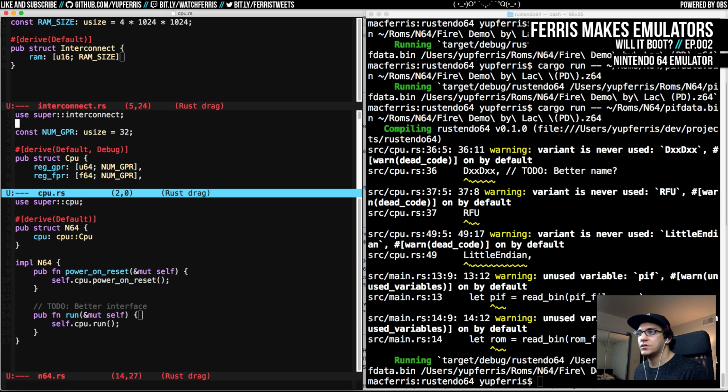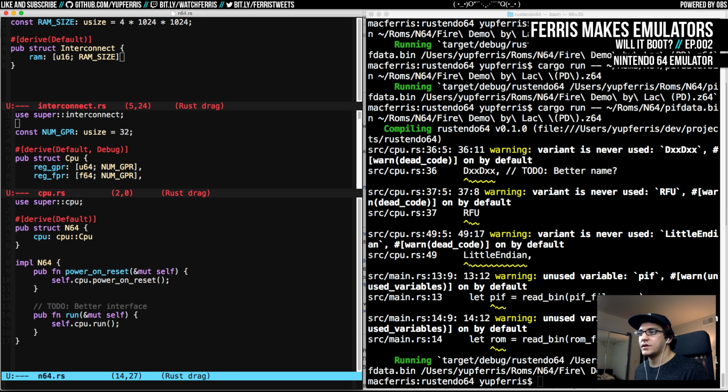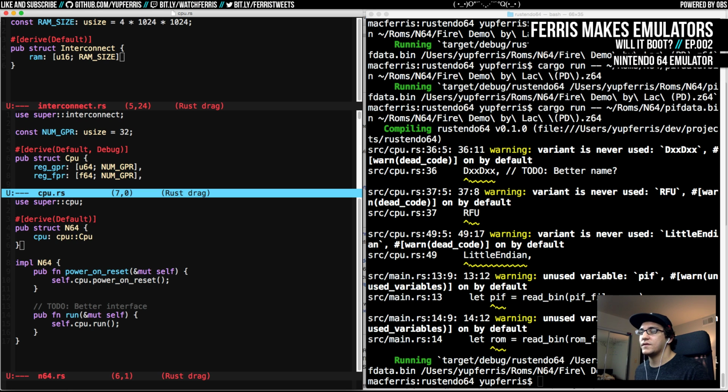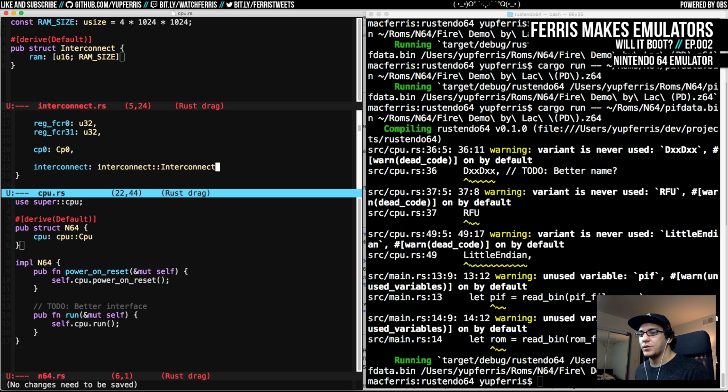I believe we're done with that. CPU will have its default implementation. We'll call CPU default. Interconnect will have its own default implementation, so we're good there. Reads and writes will go to the interconnect. That'll be good.